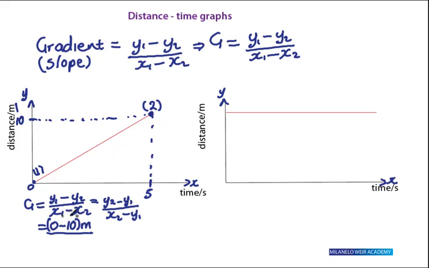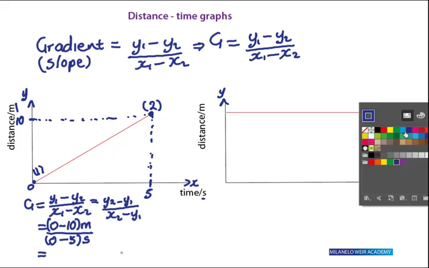Good. Then x1 minus x2. What is the value of x at point 1? This is point 1. The value of x here is 0. Minus x2. What is the value of x at point 2? This is point 2. The value of x is 5. And what are the units? s, for seconds.